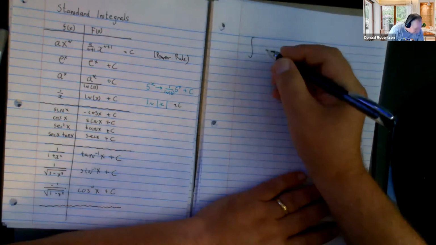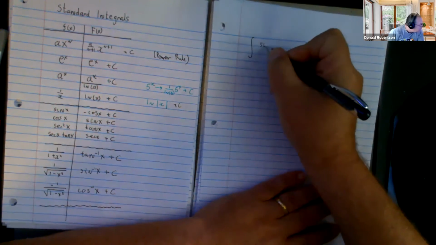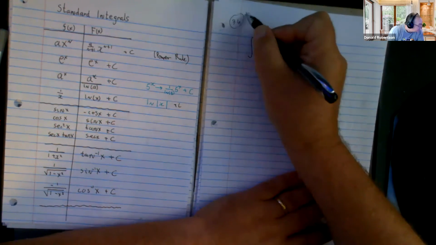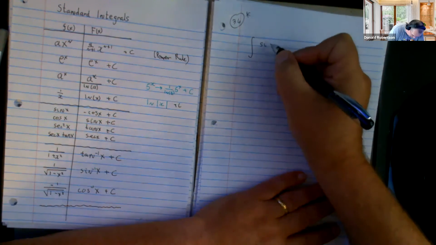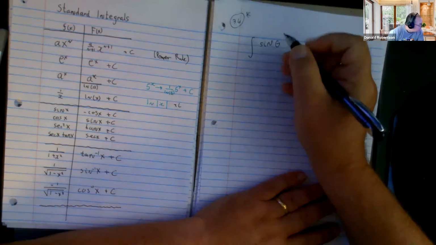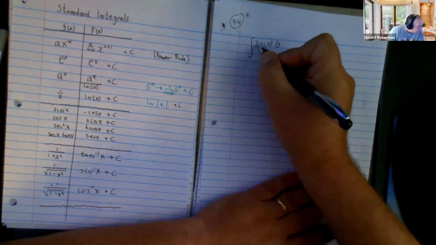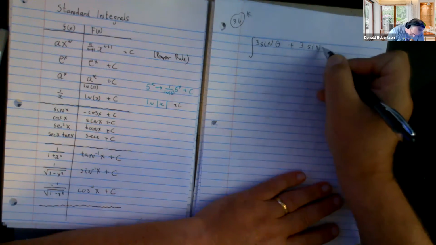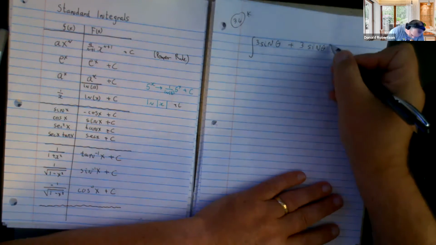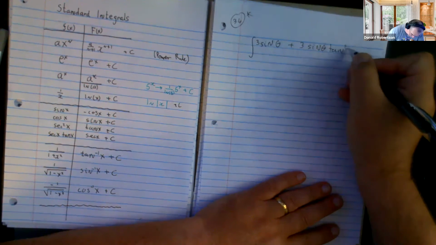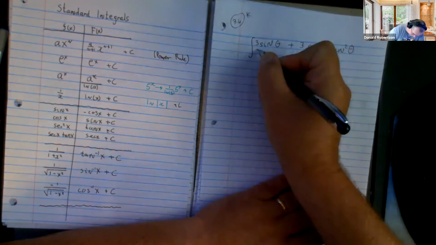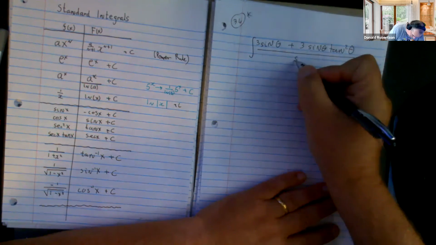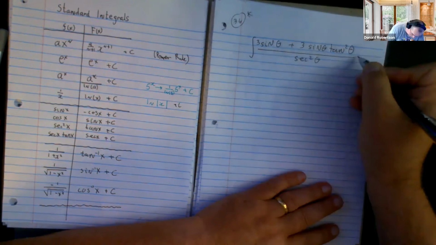The integral. This is a version of 34. So it's the integral of 3 sine theta plus another 3 sine theta tan squared theta all over secant squared theta d theta.